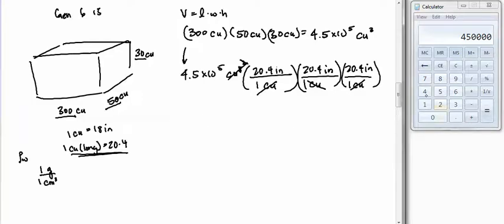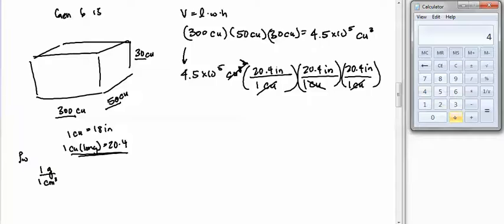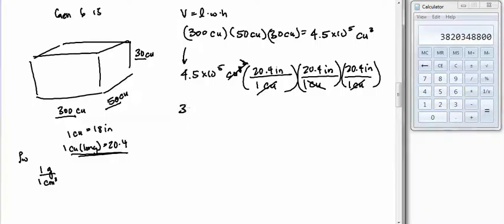So let's see, 450,000 times 20.4 times 20.4 times 20.4. All right, we're left with 3,820,348,800. I know that's a huge number and way too many sig figs, but I'm not going to crunch down the sig figs until I'm done with the calculation.